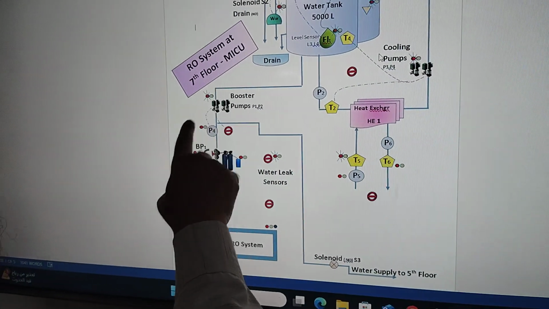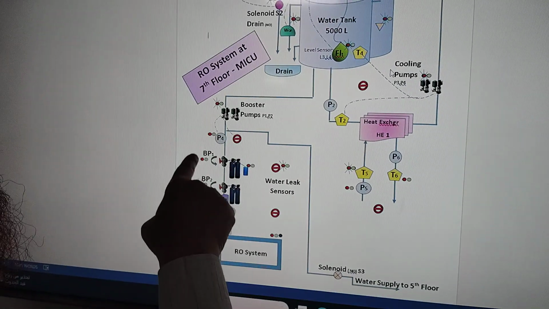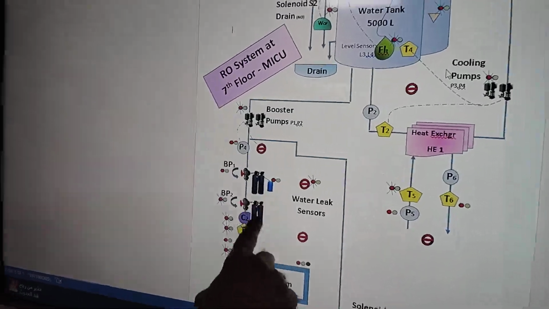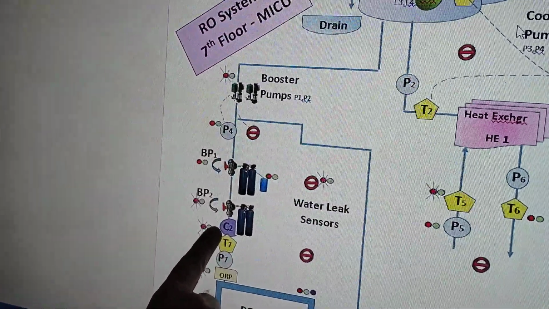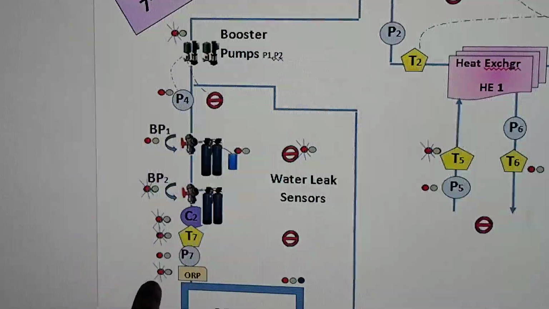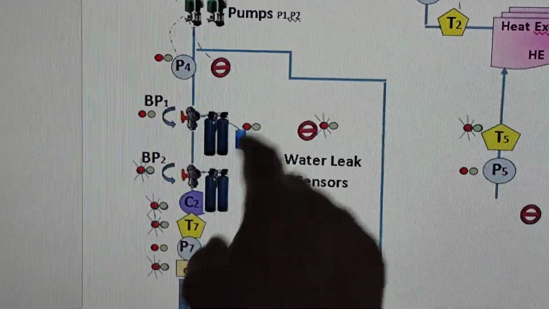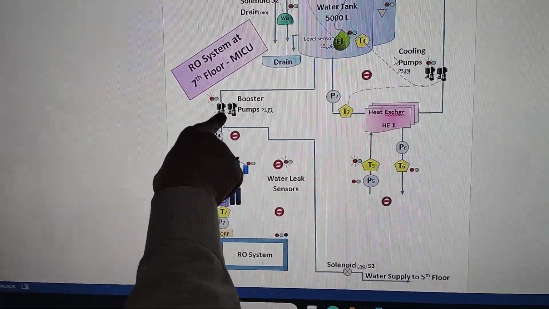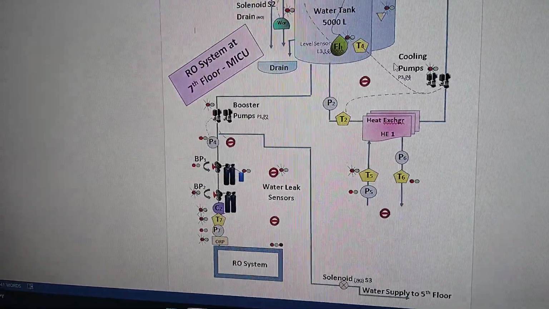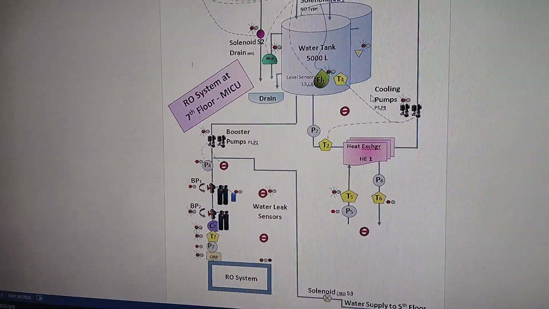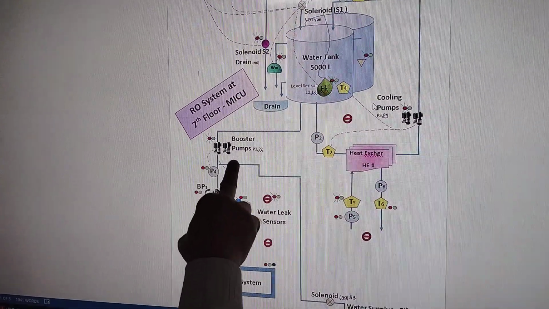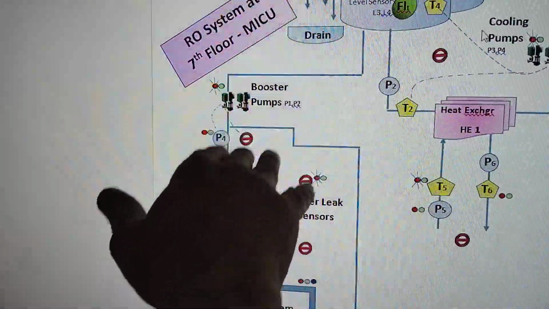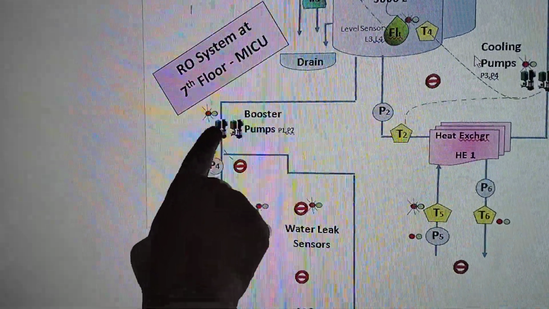It passes through the booster pump and pressure sensors, and then the softener and the carbon filter, and conductivity sensor C2, temperature sensor, pressure sensor, and ORP sensor. So once the water comes in, it will try to build up the pressure. These pumps will build up the pressure to 4 bar. Once the pressure is reached, it will switch off the pump.